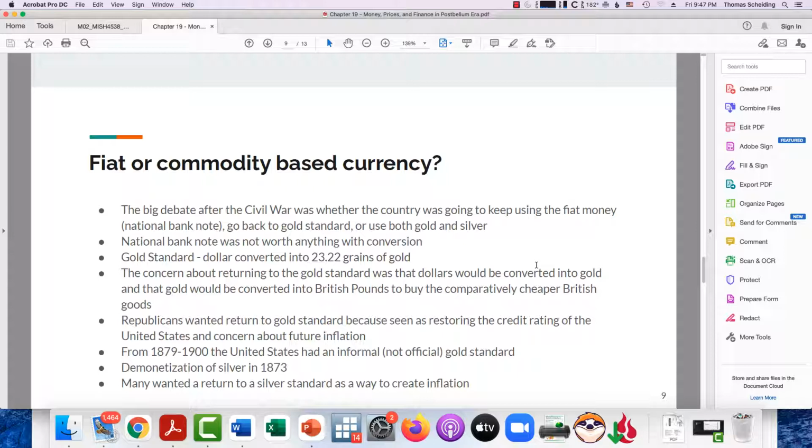But one of the problems was that because of basically an administrative error, a typo, silver was actually no longer considered an official currency. So it was demonetized. And it set up a debate where farmers and people on the frontier wanted silver because it was more plentiful, and they wanted to create inflation because they were hurt so much by the deflation. But again, those who were rich and those who were in power wanted to keep the gold standard present.